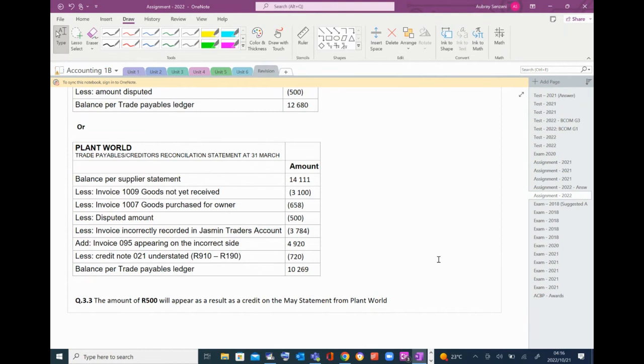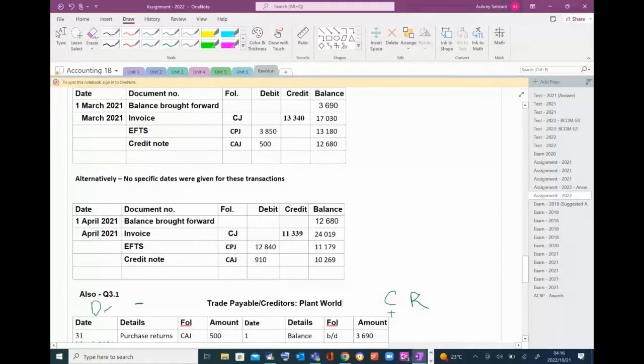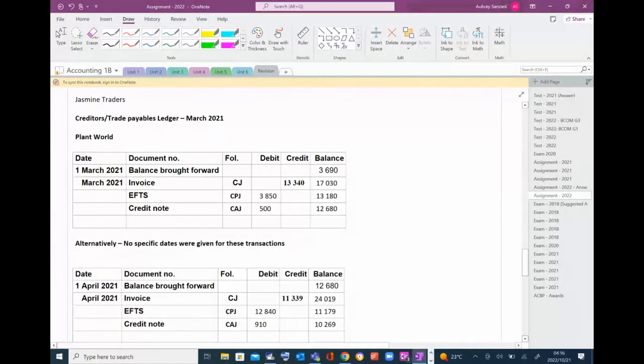So when you're looking at the statements, even if you look here, it says what? Debtor statement, because we're their debtor. When we're writing, what are we writing? We're writing trade payables or creditors. Plant World. Can you see that? Creditors ledger. Okay, because these are people we owe. So that's when we were testing you guys to understand.